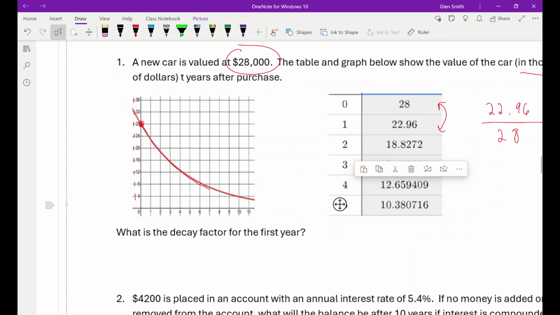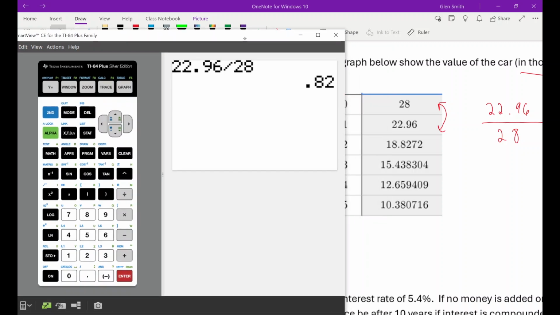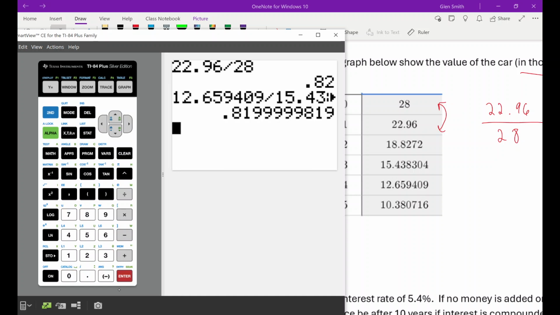Any of these numbers on this chart and divide it by the one before it. Look, let's just take this 12.659409, and we divide it by the number directly before it, which is 15.438304. Watch what happens. Look at this magic. Oh my gosh, 0.82. So we get 0.82. It's 0.81999999, but it's really just 0.82. That's just rounding error. Okay?